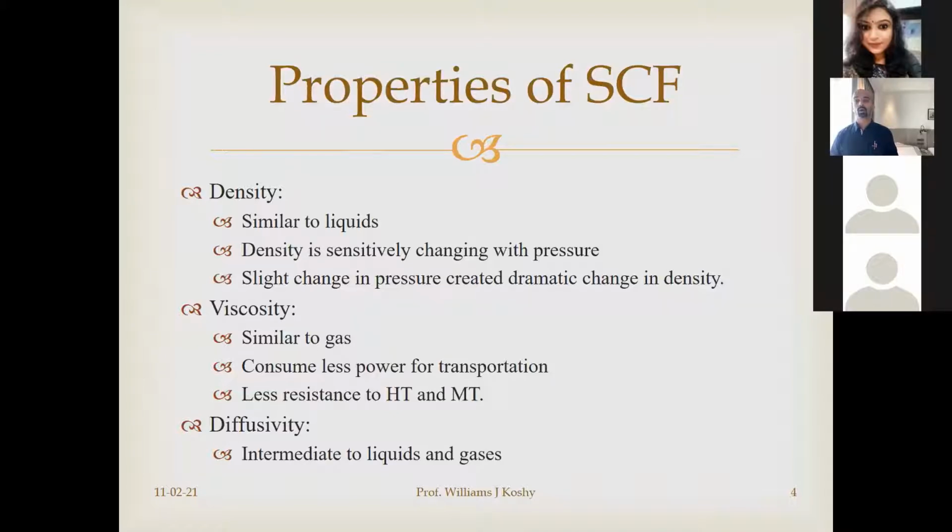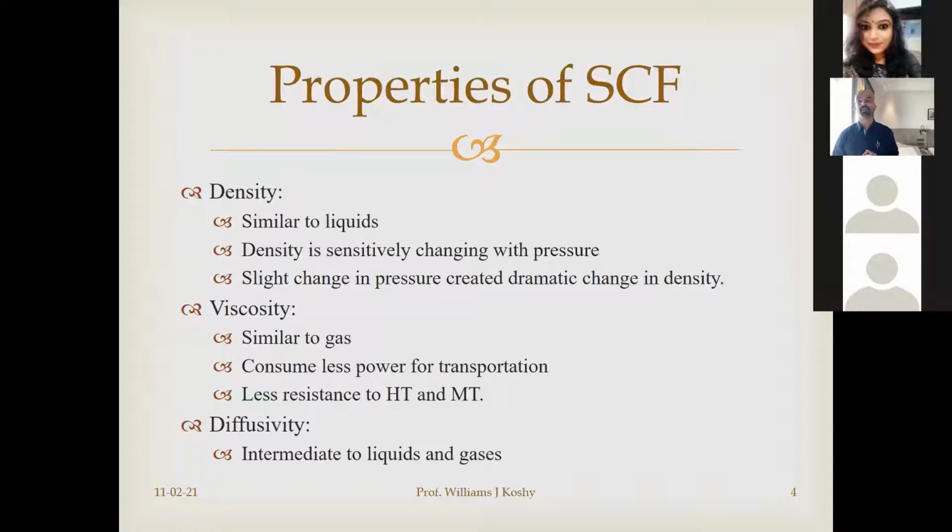The density of supercritical fluids is very similar to liquids. The density changes sensitively with pressure. If you change the pressure slightly, then the density of the fluid that we are talking about changes drastically. So density is very sensitive to pressure, and the density of a supercritical fluid is very much equal to that of liquids.